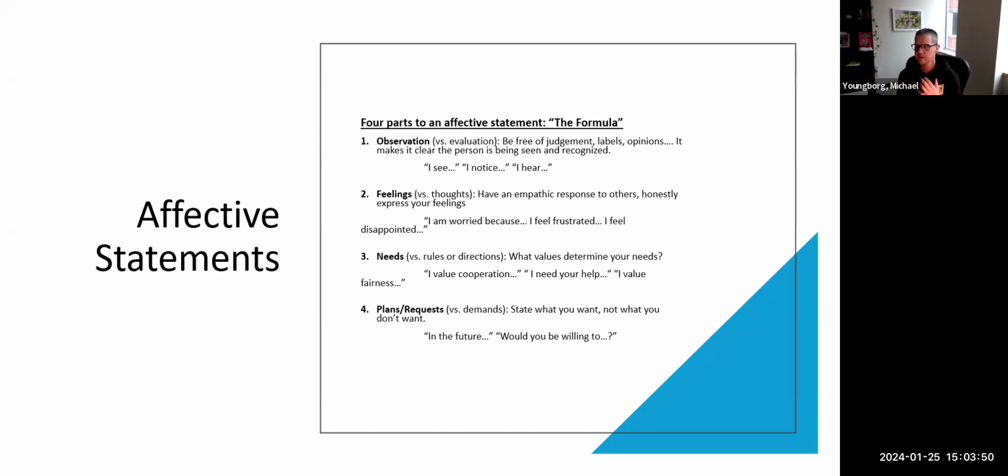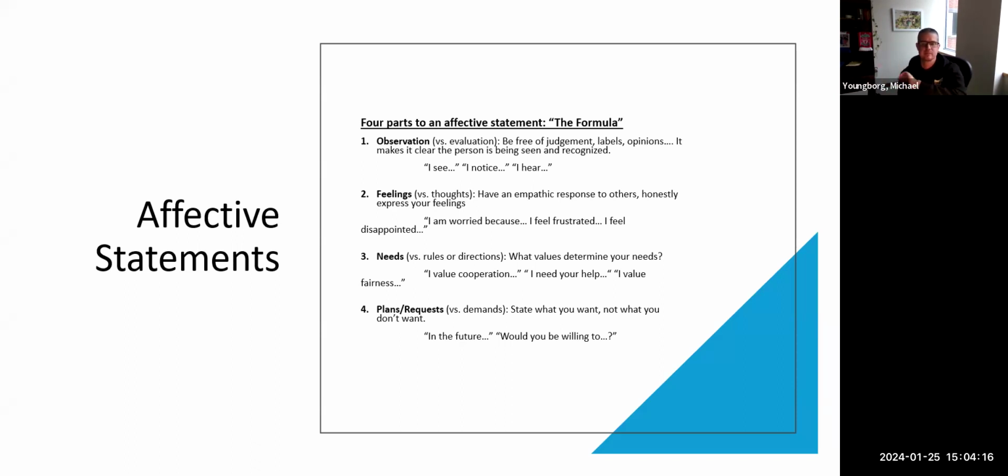And really it is about expressing your feelings, but it's also about taking it a step further. And so these last two parts, the needs and the plans and requests. So the needs are really expressing what it is that you need from this situation, right? Like the examples here: I value cooperation, I need your help, I value fairness. So you're taking that observation, that feeling, and now you're translating it into something actionable.